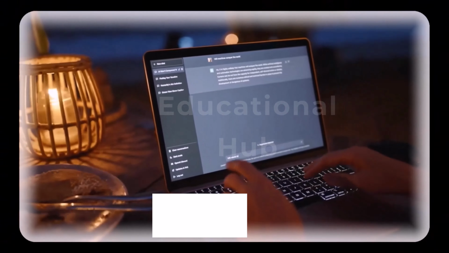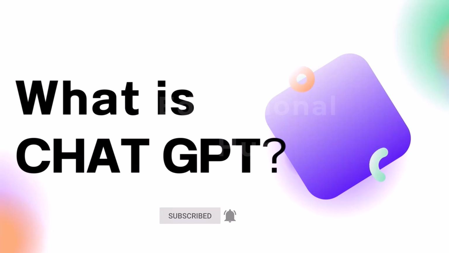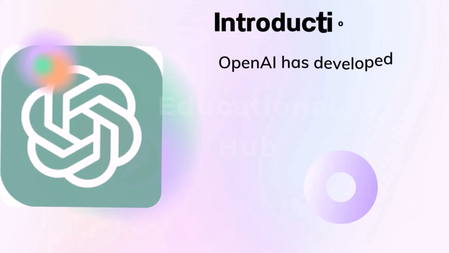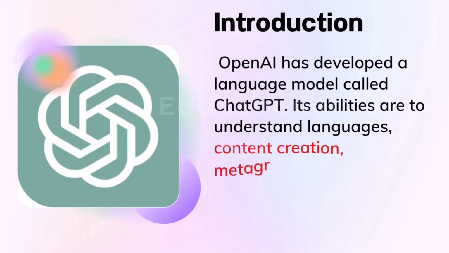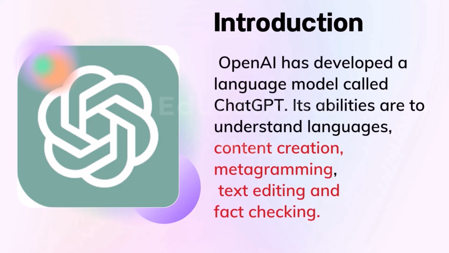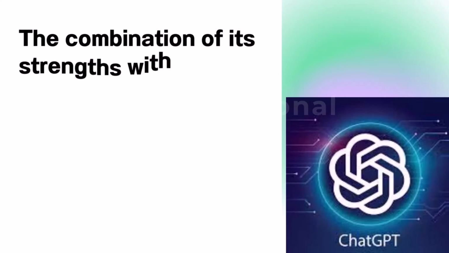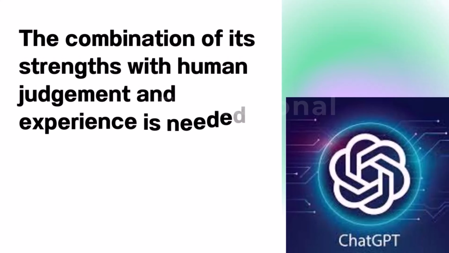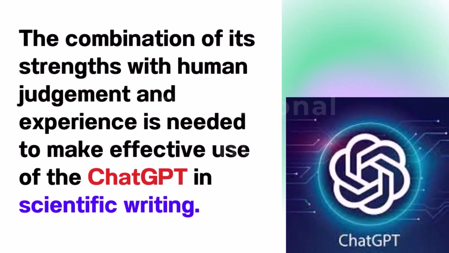Let's begin. First, we need to understand, what is ChatGPT? The language model created by OpenAI is called ChatGPT. It is capable of language understanding, content creation, aggregation, text editing and fact-checking. However, it also has limitations such as occasional inaccuracy, verbosity, and sometimes generating plausible but incorrect or nonsensical responses. The combination of its strengths with humans' judgment and expertise is needed in order to effectively use ChatGPT for science writing.